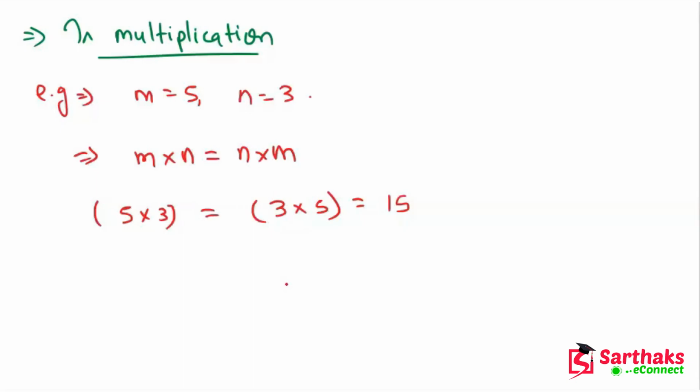So this is the commutative property for addition and commutative property for multiplication. Okay. So now the next is associative property. In this case, we have three numbers like m, n and r. They are real numbers.